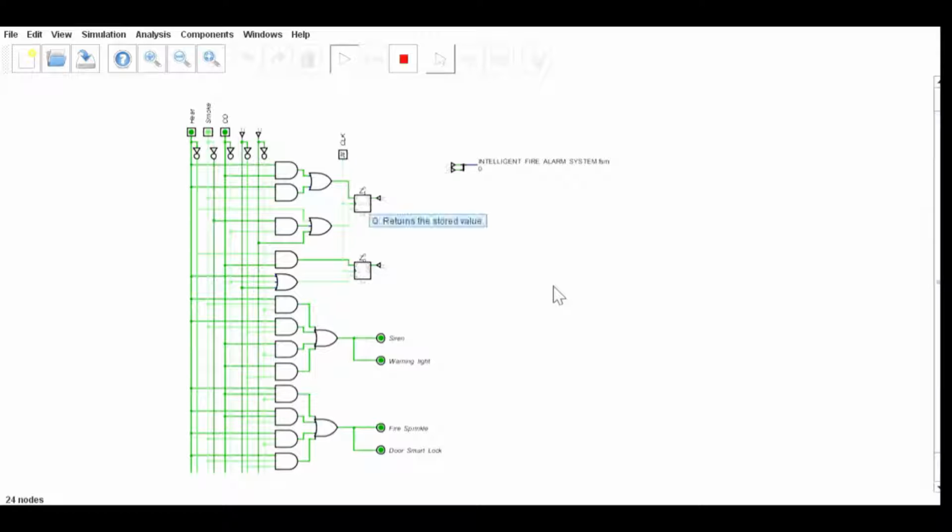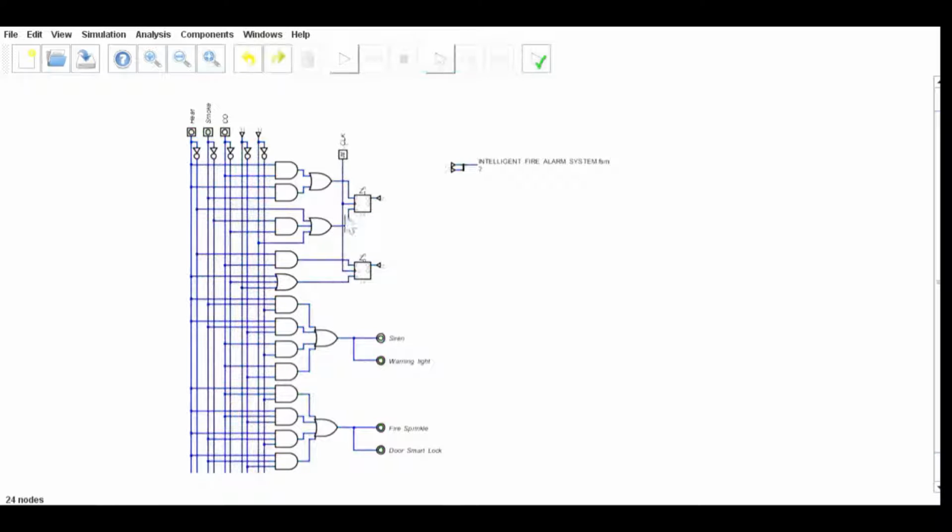This is the sequential logic circuit of the fire alarm. The fire alarm consists of 3 inputs and 4 outputs. The inputs are the heat detector, smoke detector, and carbon monoxide detector. These detectors are used to detect the fire quickly and accurately. Siren, warning light, fire sprinkler, and door smart lock are the outputs.